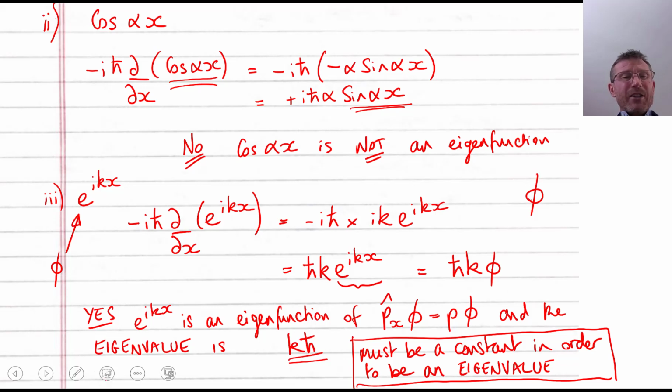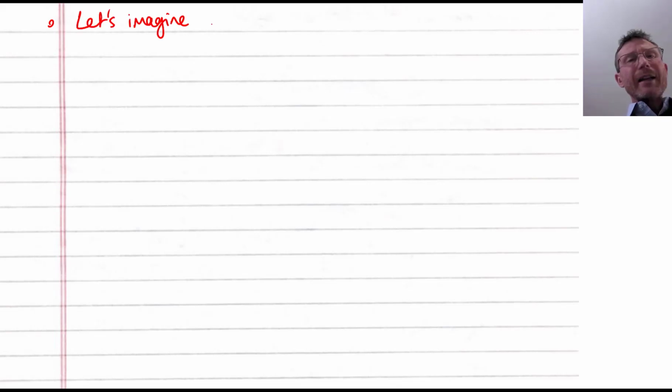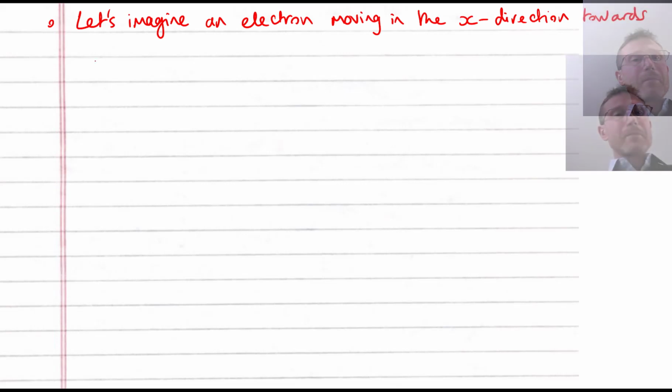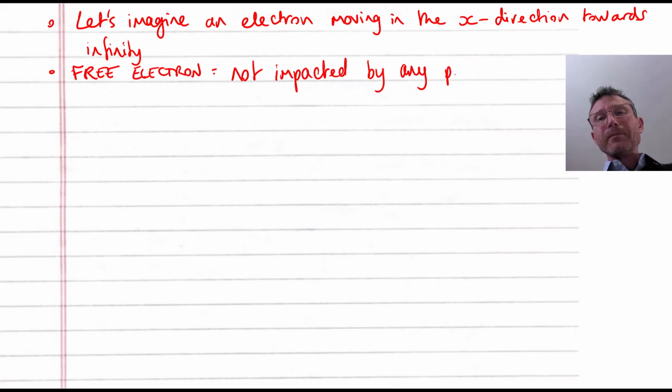So with that in mind, let's switch to a system where we imagine an electron moving in the x direction towards infinity. And we're going to say it's a free electron. What does that mean? That means that it's not impacted by any potential. In other words, we're going to say that V as a function of x is equal to 0.